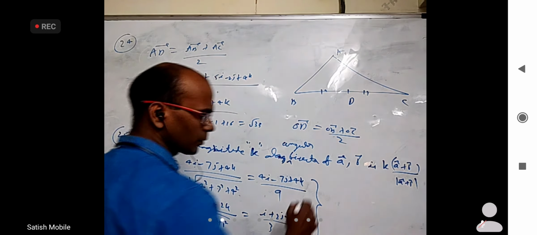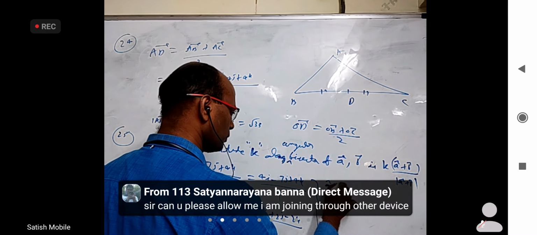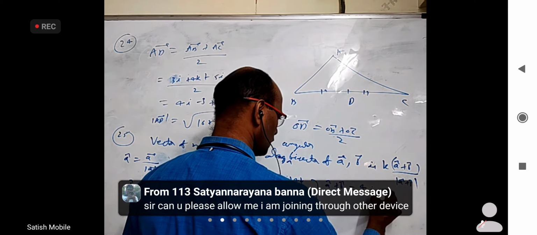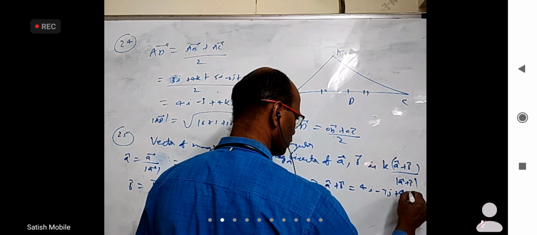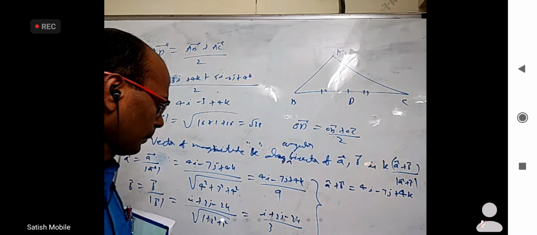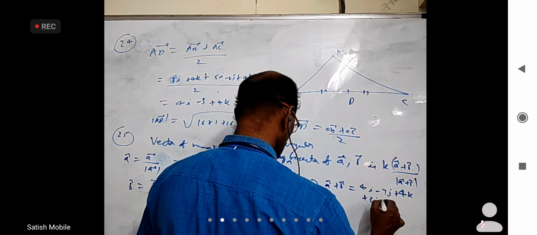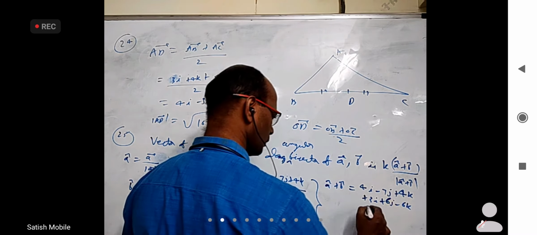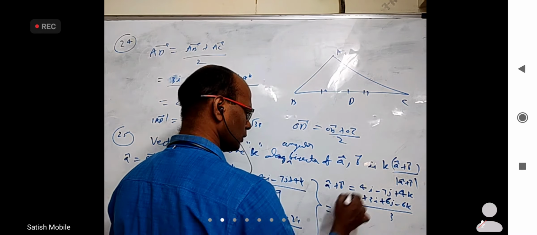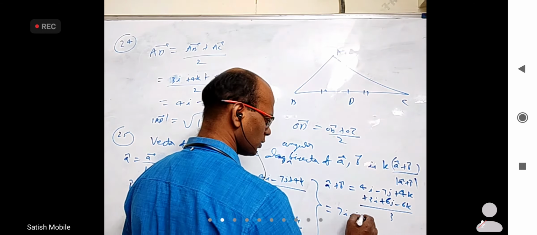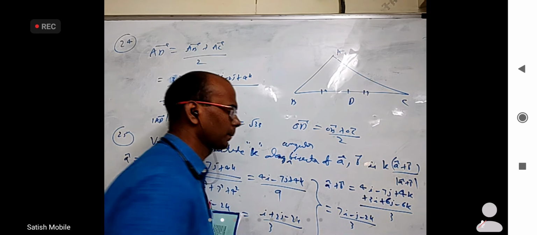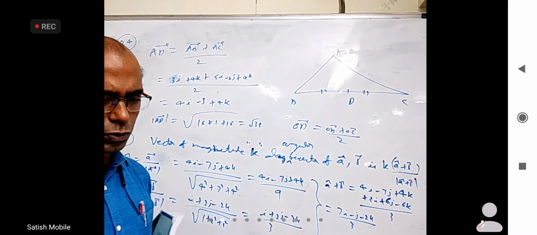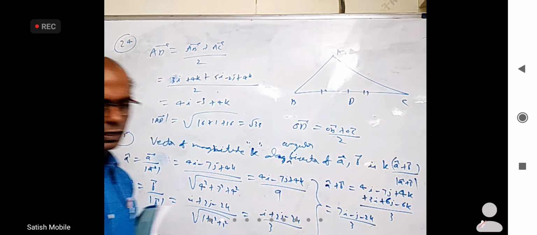From this, A cap plus B cap, when I add these two, 4i minus 7j plus 4k plus 3i plus 6j minus 6k, whole by 9, that is 7i minus j minus 2k by 9. Okay, this is A cap plus B cap. Now we have to divide with its own magnitude and multiply 3 root 6 to get this.